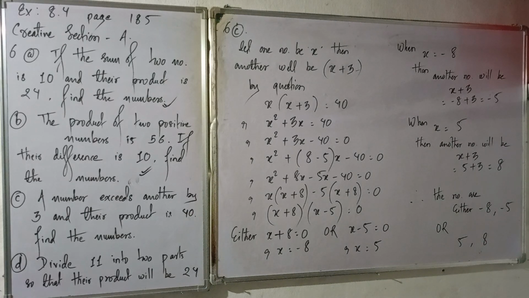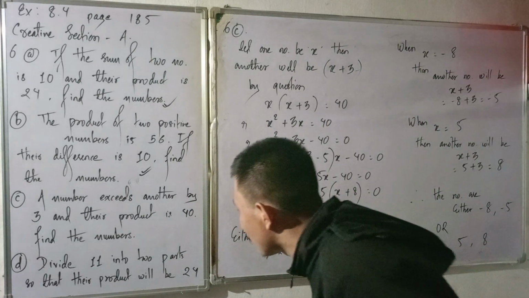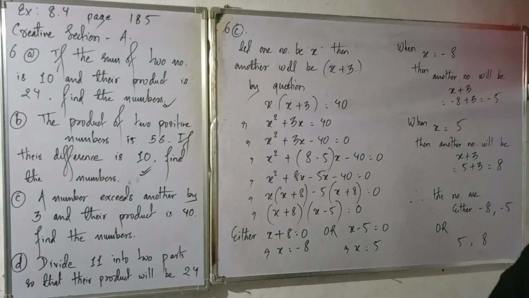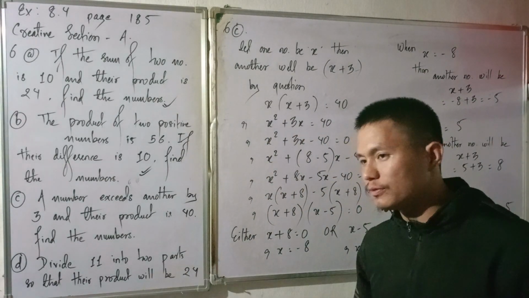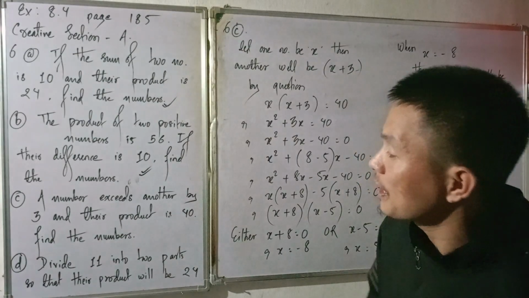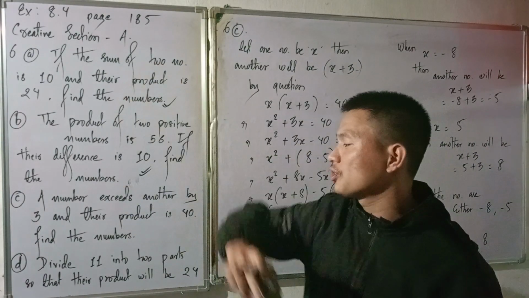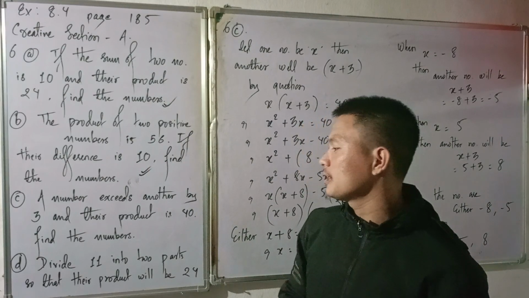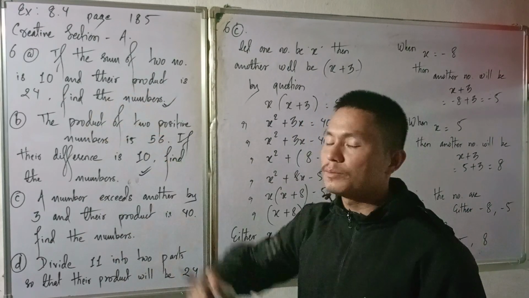Okay, now after finishing this, let's move on to number 6d. I'll try to elaborate on that equation. Divide 11 into two parts so that their product will be 24. That means you have to divide 11 in such a way that their product will be 24. You don't have to do anything new. This 6d question is just like number 6a.